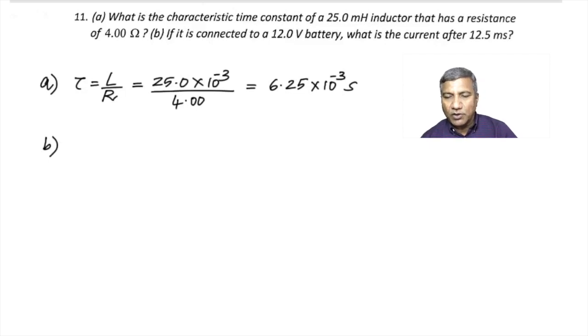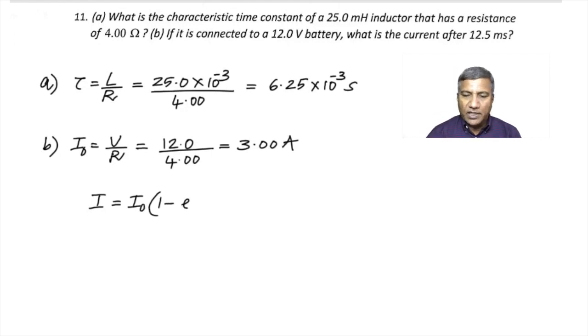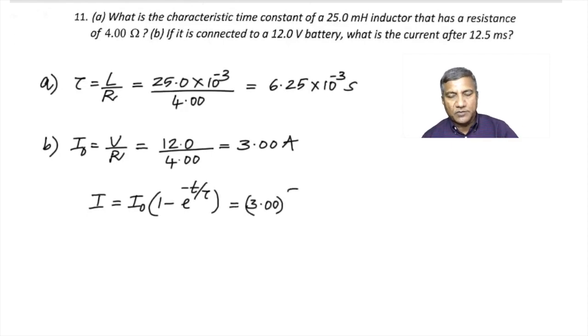And if it is connected to a 12-volt battery, what is the current after 12.5 milliseconds? Now, before we try to find the current after 12.5 milliseconds, we have to find the initial current or the maximum current. Now, the maximum current is simply, by Ohm's law, the voltage divided by the resistance. The voltage is 12 volt, the resistance is 4 ohms, so the maximum current is 3 ampere. And once you get the maximum current, we use the formula I is equal to I naught times 1 minus e raised to minus t by tau, where tau is the time constant.